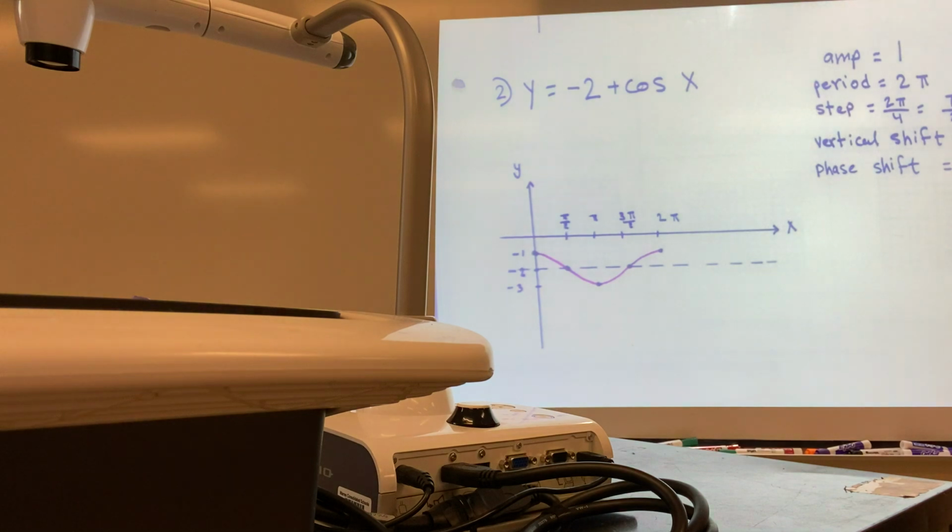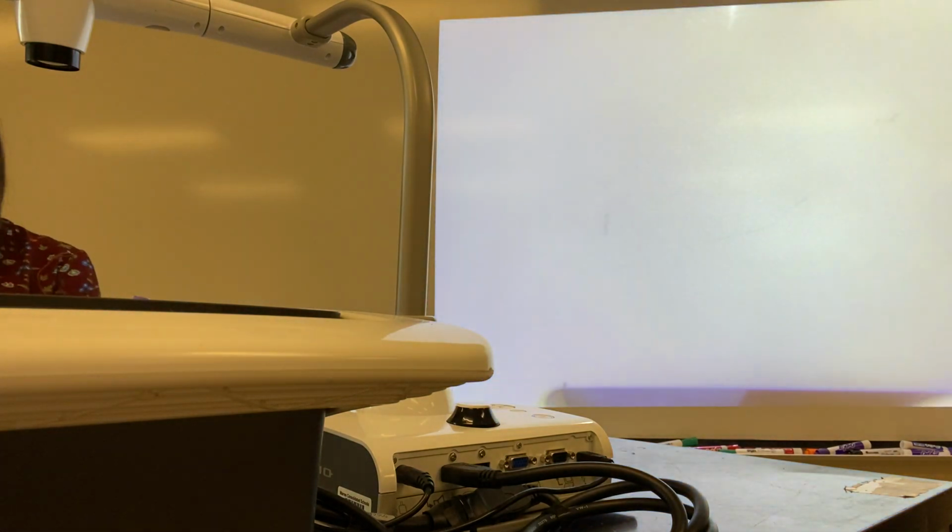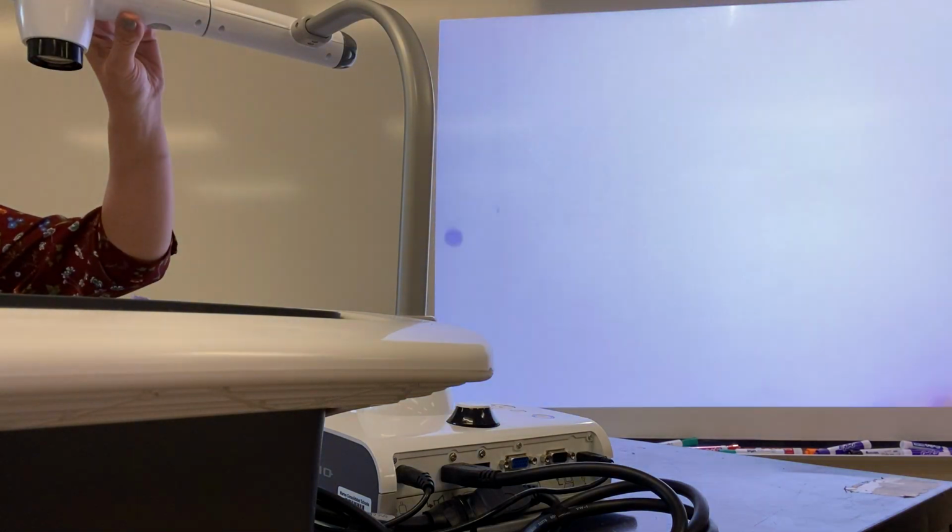And here is my graph. As you see, it's shifted 2 units to the bottom or down. Okay? We still have some more examples. In the next examples, we'll see the effect of the phase shift.